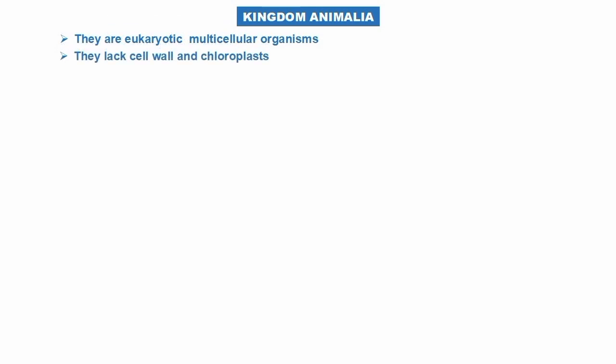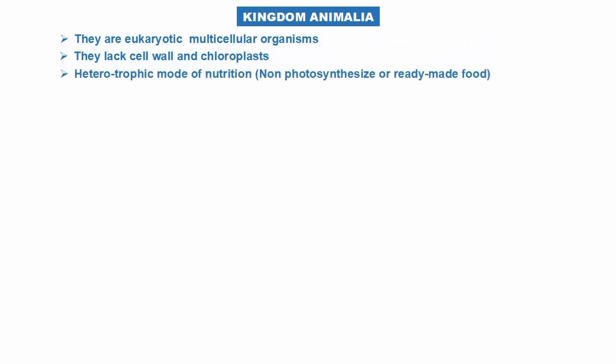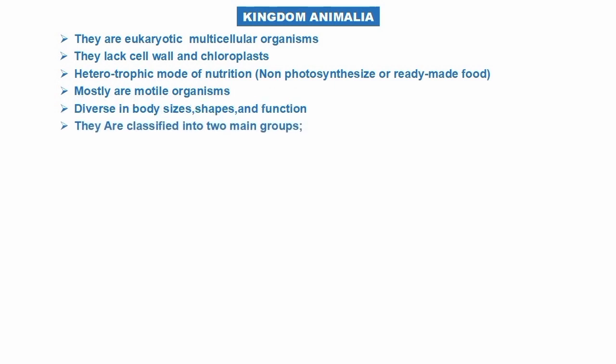Kingdom Animalia is the largest of the living things kingdoms. These are eukaryotic and multicellular organisms. I say eukaryotic because they have a true nucleus, and they have multiple cells. They lack cell wall and chloroplast, which means they cannot manufacture their own food using chloroplast. They are heterotrophic in their mode of nutrition, hence non-photosynthetic, so they need ready-made food. They cannot manufacture it, they have to get it ready.